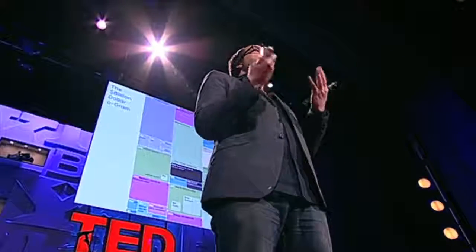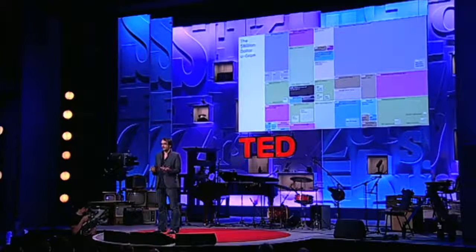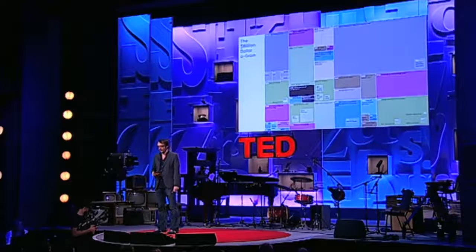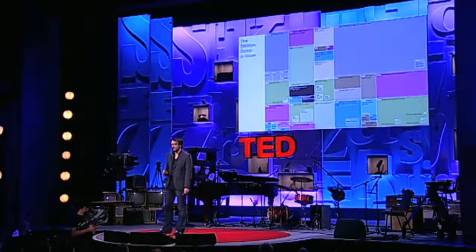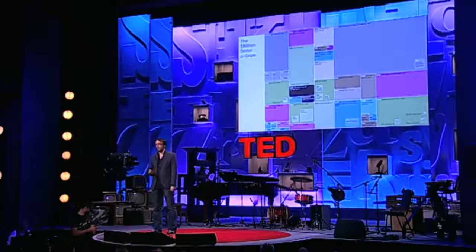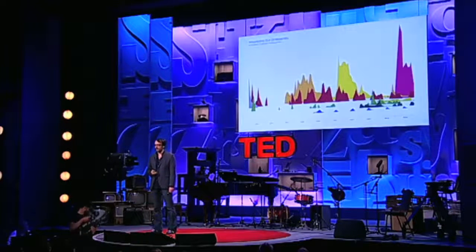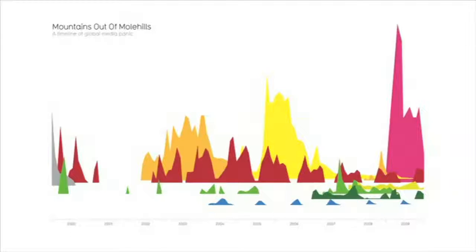So by visualizing this information, we turned it into a landscape that you can explore with your eyes, a kind of map, really, a sort of information map. And when you're lost in information, an information map is kind of useful. So I want to show you another landscape now. I need you to imagine what a landscape of the world's fears might look like. Let's take a look. This is mountains out of molehills, a timeline of global media panic.